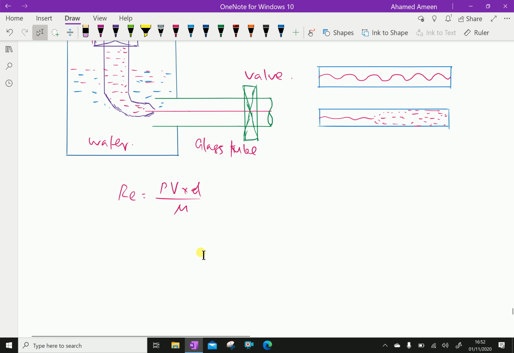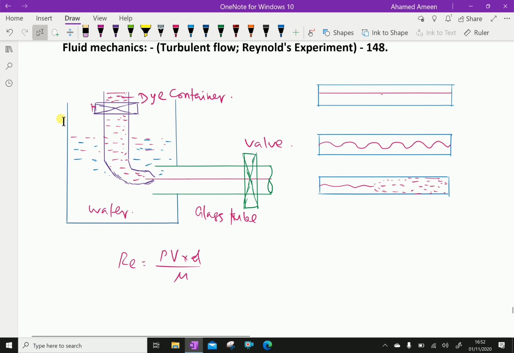Now, Reynolds discussed the experimental way to determine this number. The apparatus consists of a tank containing water at constant head.